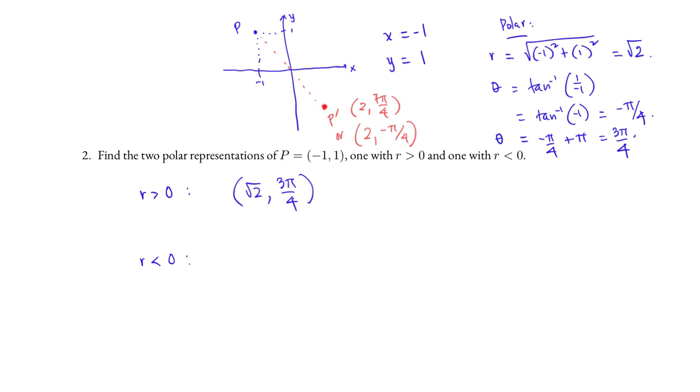We then flip this point over to the opposite direction. Thus, for negative radial coordinate, we can use either the negative square root of 2, 7pi/4, or we can even use negative square root of 2, -pi/4. Any of these representations has a negative radial coordinate as needed.